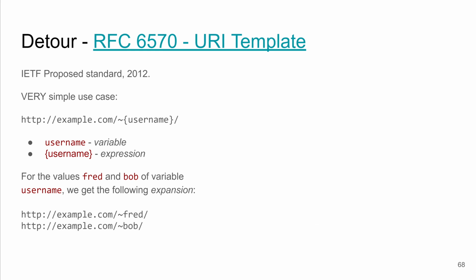because username here is a variable and the curly braces username is an expression. And let's say that we'll have the username variable filled with Fred and then with Bob. When we do that, the URI template is expanded into a URI, and the URI will have Fred and Bob in the place where curly braces username was. So this is a very simple example.